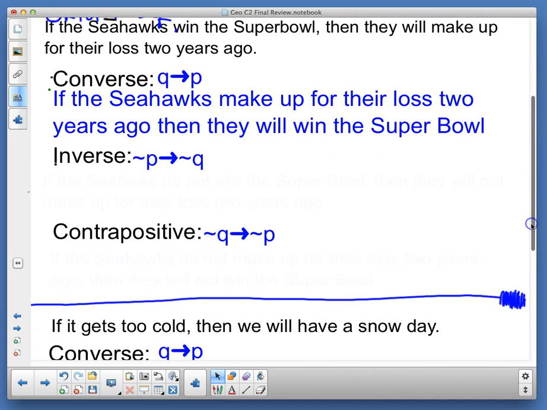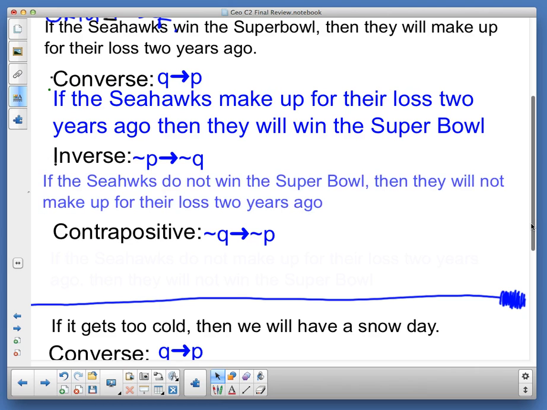Inverse. Inverse negates the hypothesis and conclusion in their same positions. A negation either puts in a not or removes it, okay? So in this case, I'm looking at the inverse, and it's always on the original conditional statement. If the Seahawks do not win the Super Bowl, then they will not make up for their loss 2 years ago. Okay, so the change, do not win, and will not make up for their loss 2 years ago. Please notice how I did that.